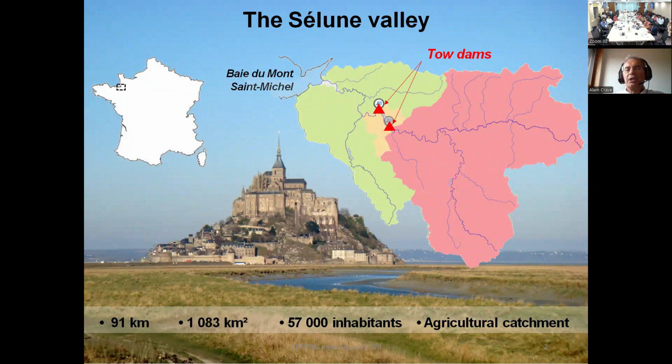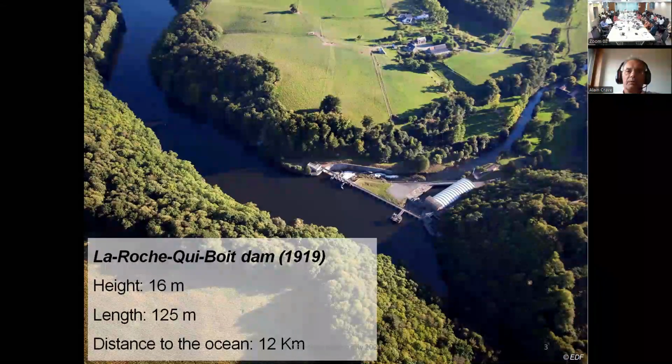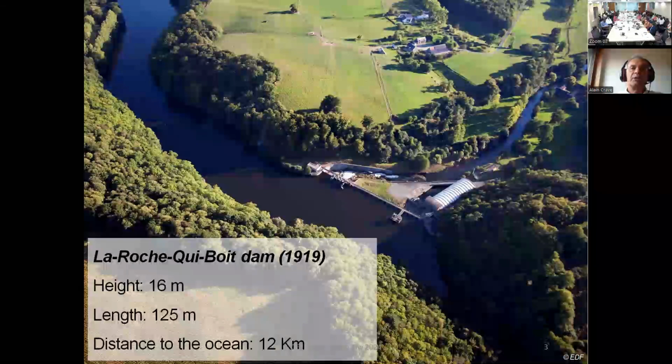The watershed of this river is quite small, 1,000 square kilometers. Here I show you a map that shows the position of the dams relative to the size of the watershed. In red, you have the part of the watershed which is not influenced by the dams. There are two dams. The first dam was built a century ago, and is called La Roche-qui-Boit Dam.